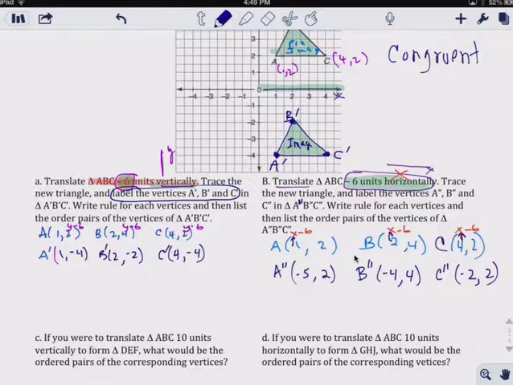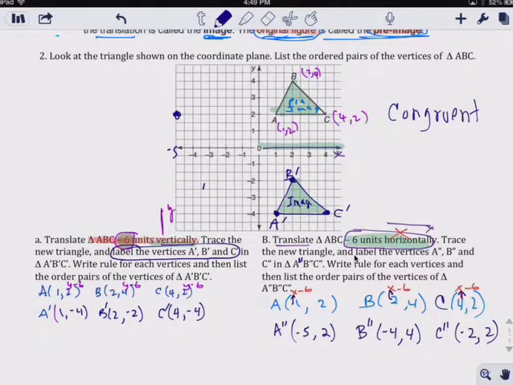(-5, 2). (-5, 2) is up here. Okay, and that's -4, that's -5. (-4, 4). And (-2, 2).